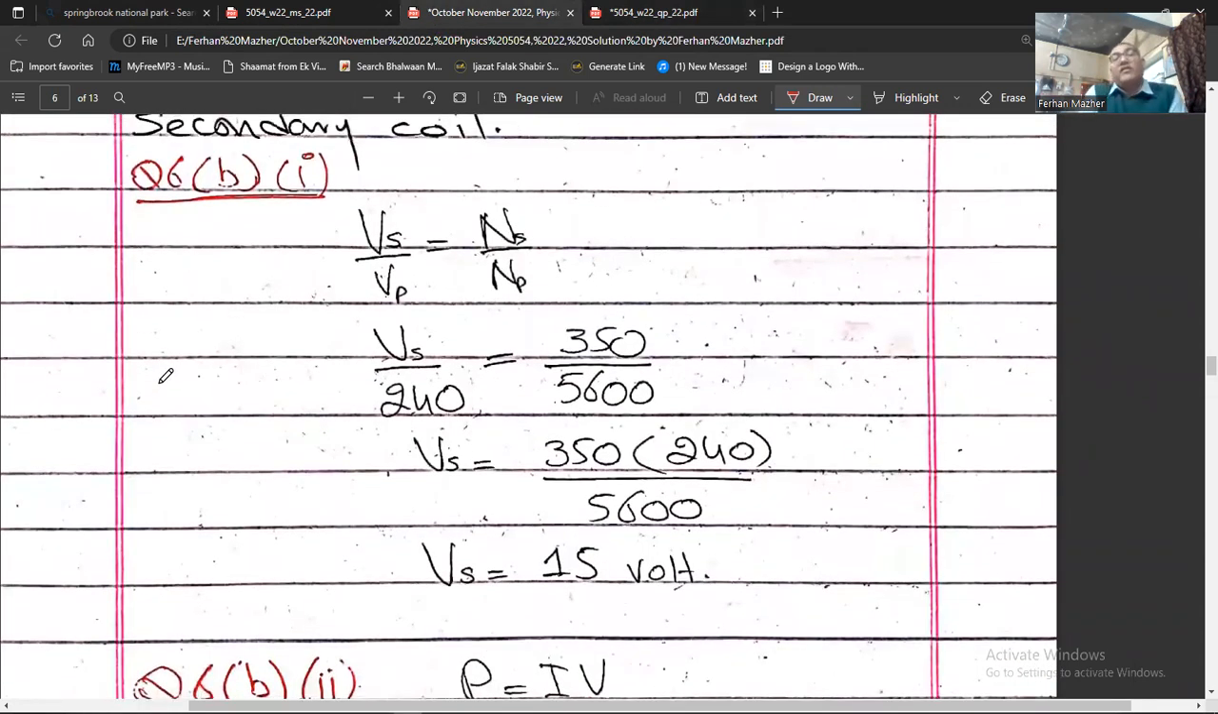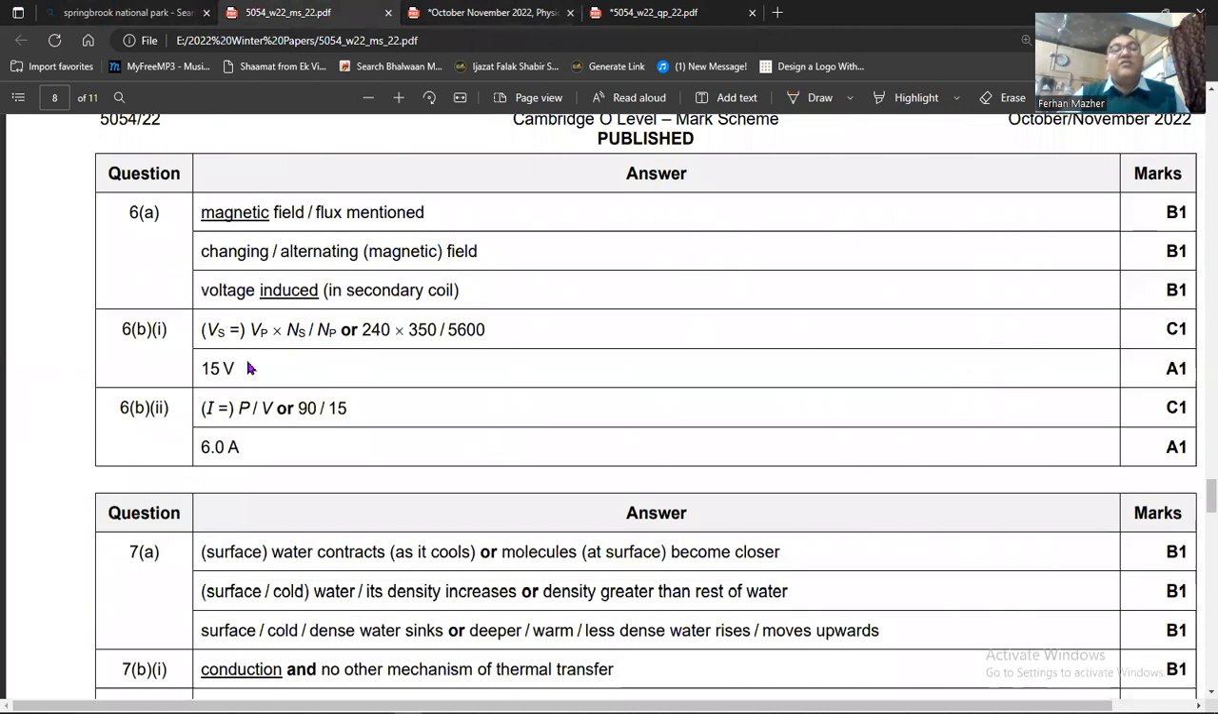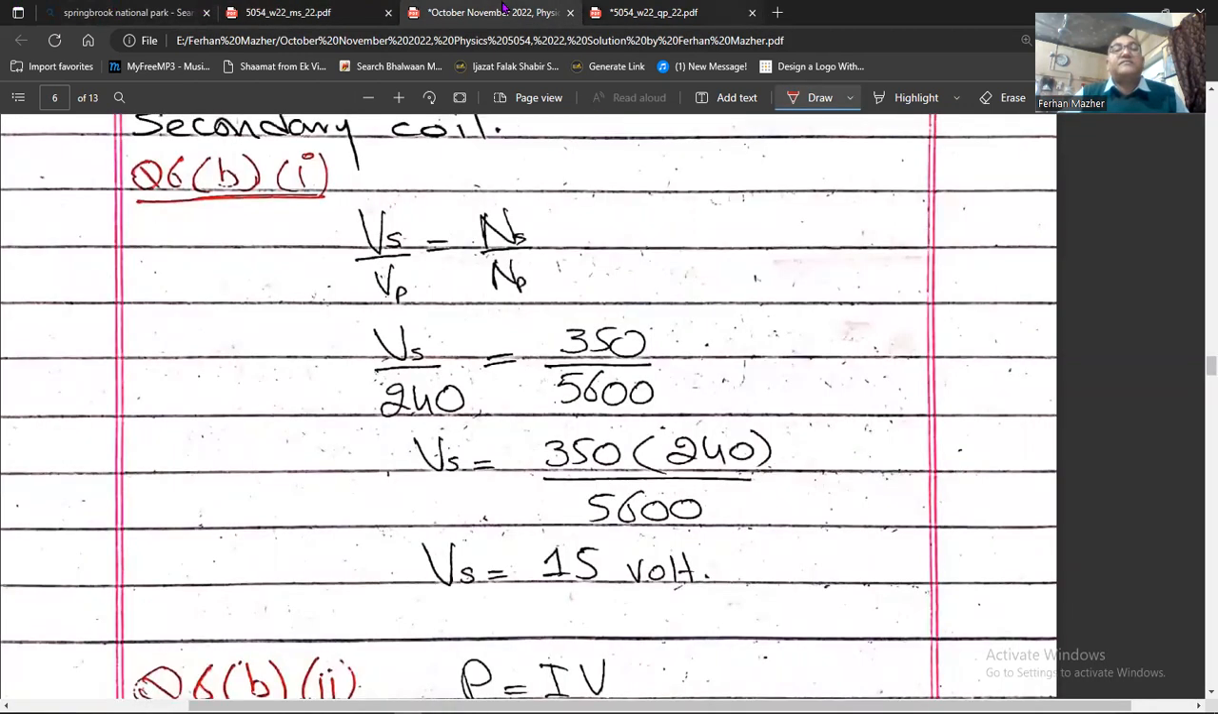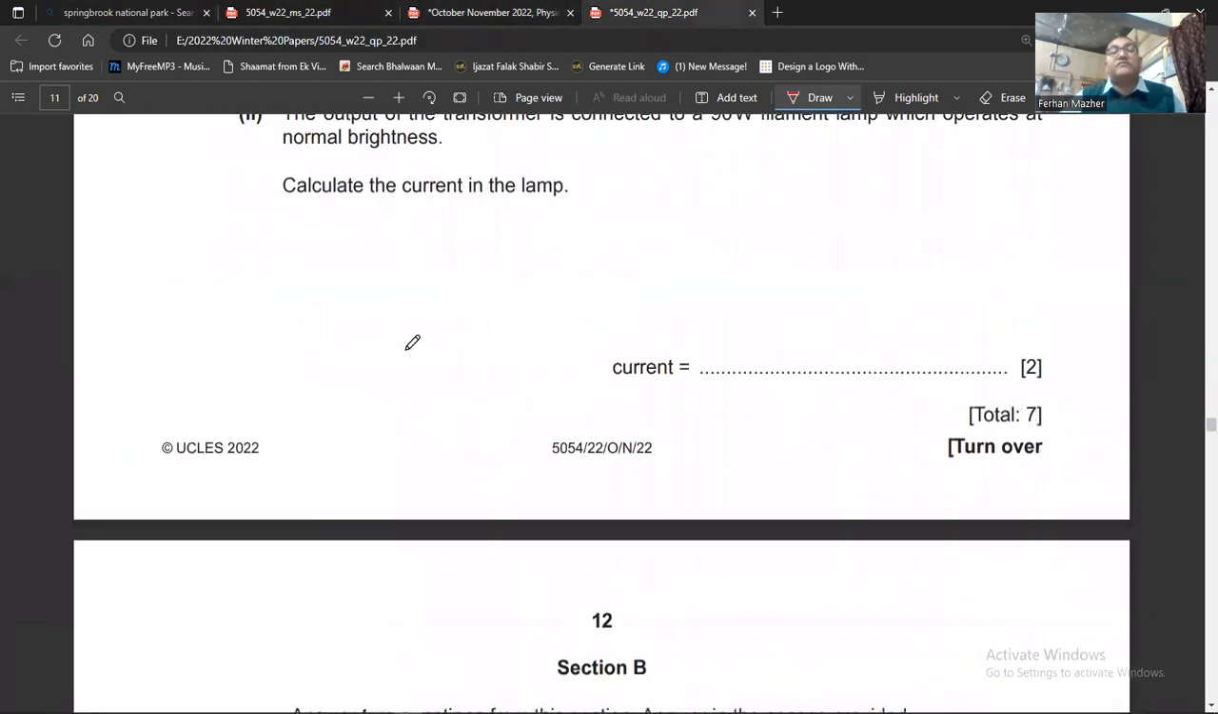The voltage in the secondary divided by the voltage in the primary is equal to the number of turns in the secondary divided by the number of turns in the primary. So the voltage in the secondary divided by 240 equals 350 divided by 5,600. So the voltage in the secondary will be 350 multiplied by 240 divided by 5,600, and that will be 15 volts. 15 volts is the right answer. That's the solution.